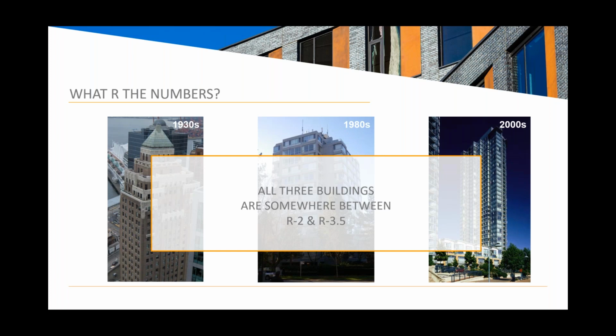And so what we can observe from this is that if you look from left to right, that's where the high end of the range starts, and then declines to the low end of the range as we get to the more modern building. So actually the building from the 1930s was closer to that R3.5, and the modern building with all the glass, double glazed aluminum window wall is closer to R2.